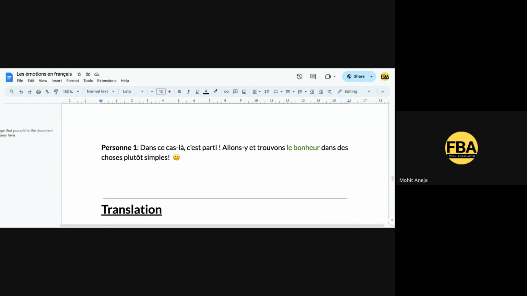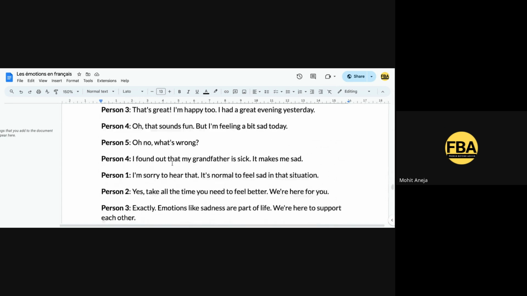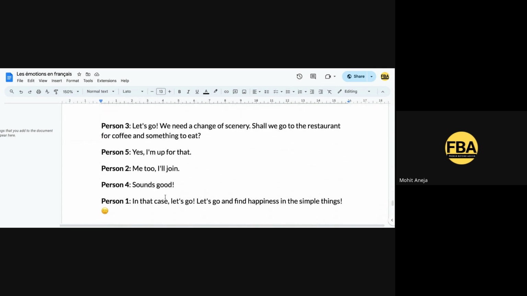Allons-y et trouvons le bonheur dans les choses plutôt simples. Let's go, and let's find happiness in simple things, things which are rather simple. ठीक है? Plutôt means rather. Okay. Fine. So just for your reference, if you don't understand anything, there are also the translations.